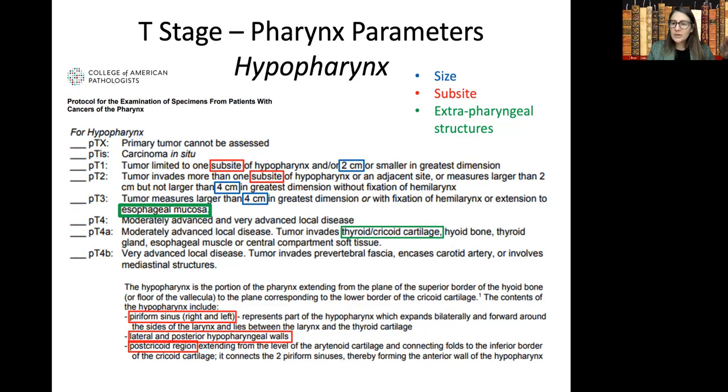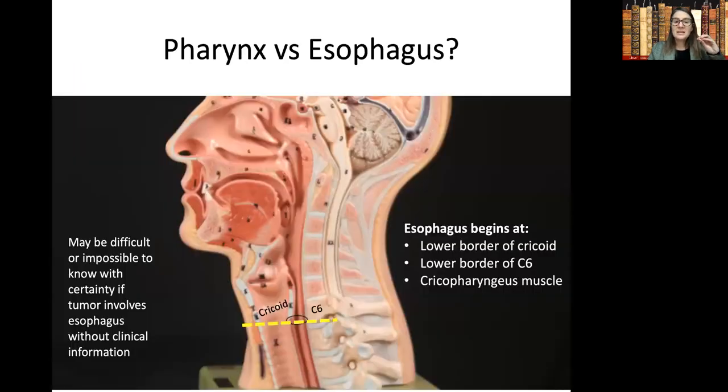I've highlighted here in a little bit bolder line the esophageal mucosa because you may be asking yourself, well, where does pharynx end and esophagus begin? And that can be a challenging question to answer in the ex vivo state. In a patient, the esophagus begins at the lower border of the cricoid, which corresponds also to the lower border of the C6 vertebra, and contains the cricopharyngeus constrictor muscle.